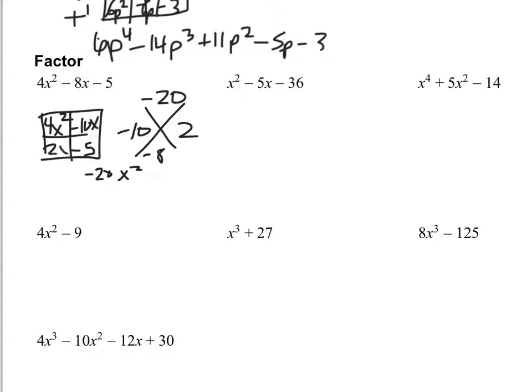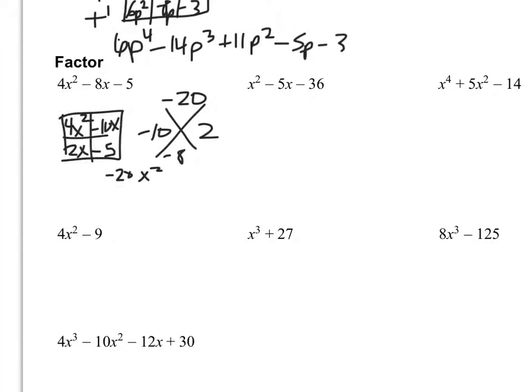And factor it out. What goes into the first row? 2x, sorry. And what times 2x is 4x squared? 2x. What times 2x is negative 10x? Negative 5. What times 2x is 2x? 1. So this factors to 2x plus 1, 2x minus 5.